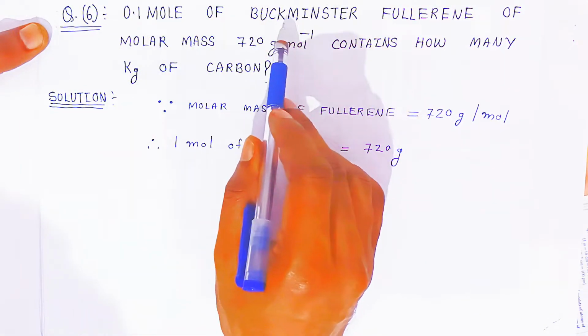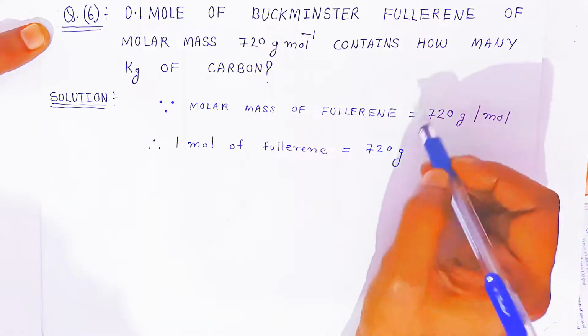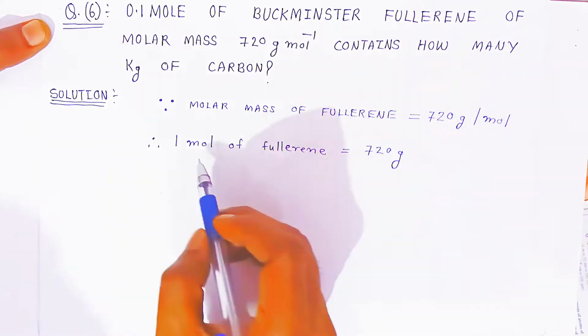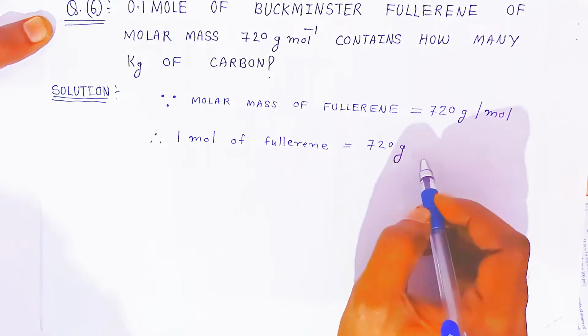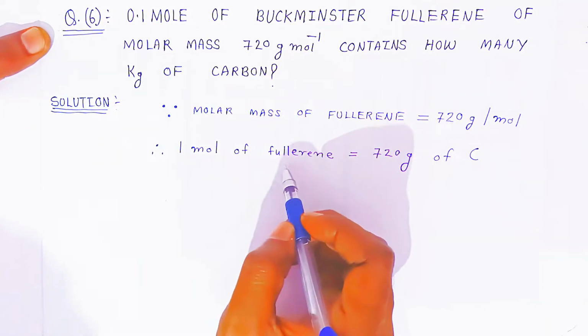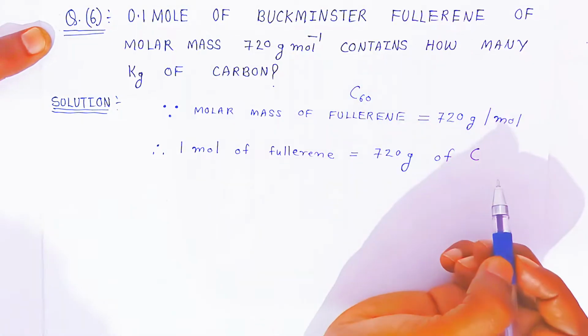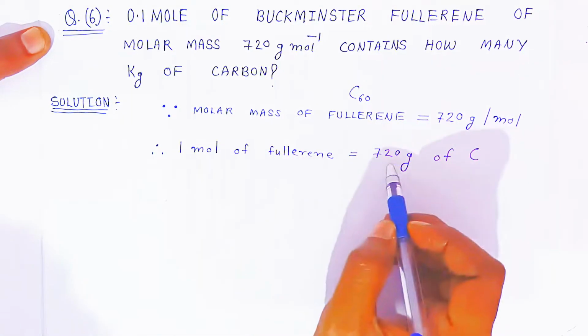Now here in the question they are asking about what? 0.1 mole of buckminster fullerene. Now here, students, when you are talking about fullerene, it is made up of carbon only. So 1 mole of fullerene will have 720 gram of carbon. When you see the formula of fullerene, students, it is nothing but C60. So 1 mole of fullerene corresponds to 720 gram of carbon.